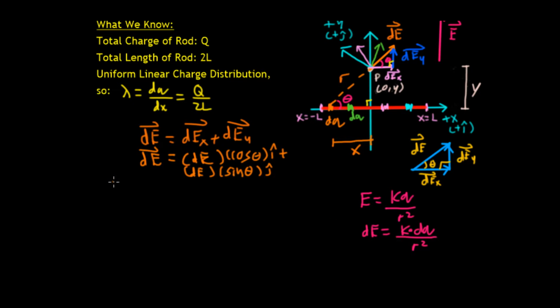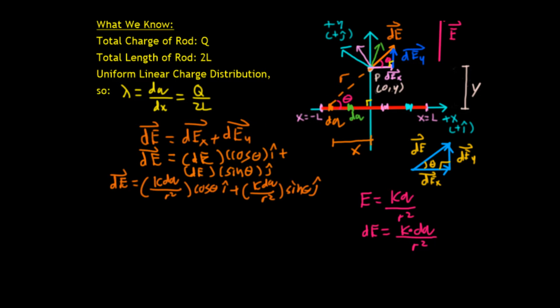So let's go ahead and do that. And I'll try to write a little bit more so that we have some more room over to the sides. K dQ over R squared cosine theta i hat plus K dQ over R squared sine theta j hat. And then what we want to do is rewrite the cosine thetas and sine thetas in terms of the other variables that we've got going on here. So to do that, we want to look at this triangle right here.